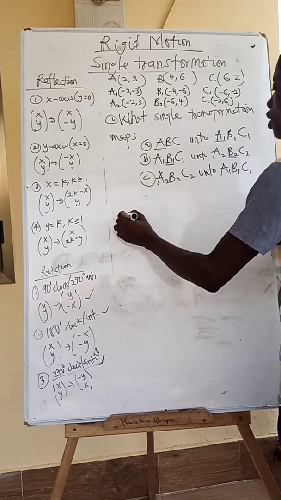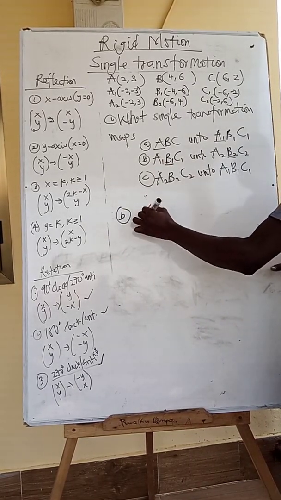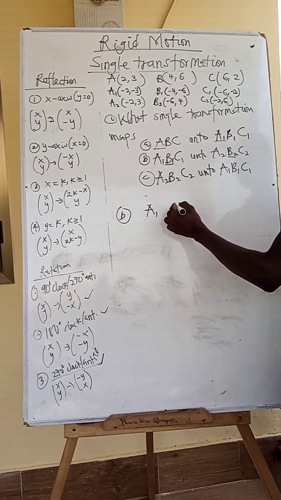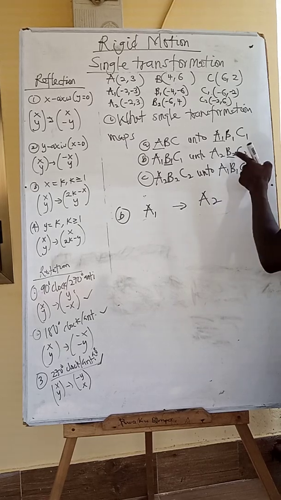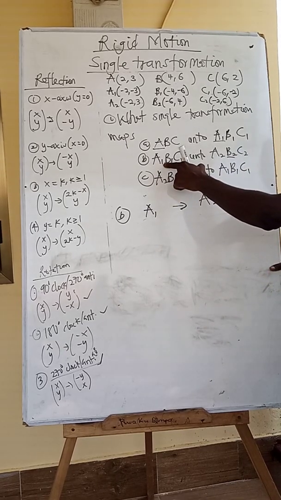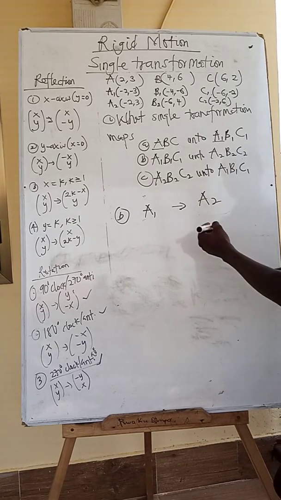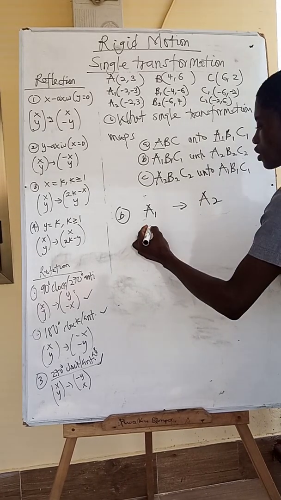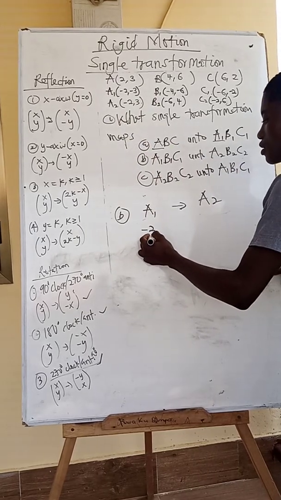So our B says what single transformation maps A1, B1, C1 onto A2, B2, and C2. So here, let's even take our first one. That one will be enough. So our A is what? A1 rather. Negative 2, negative 3.